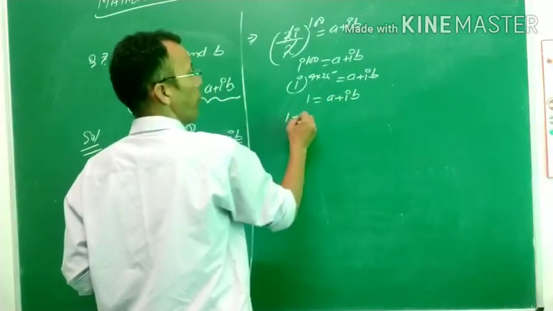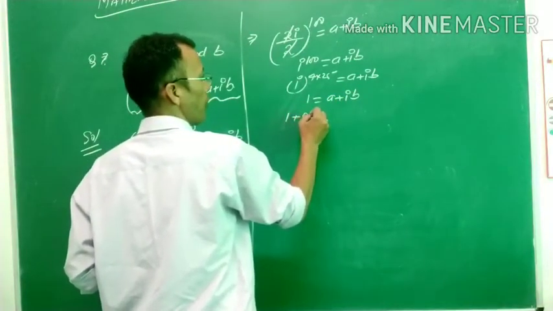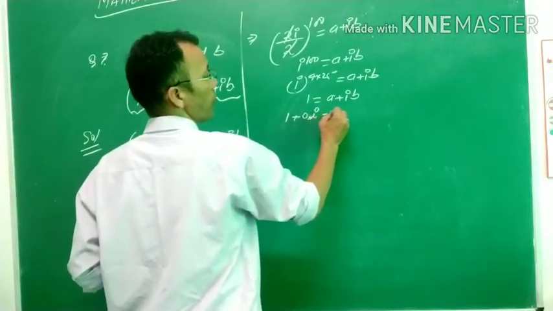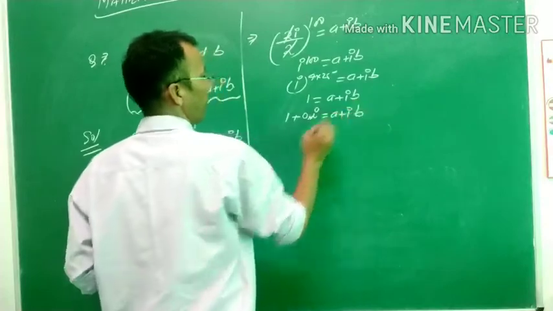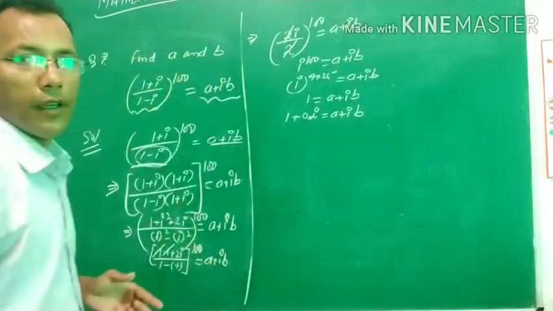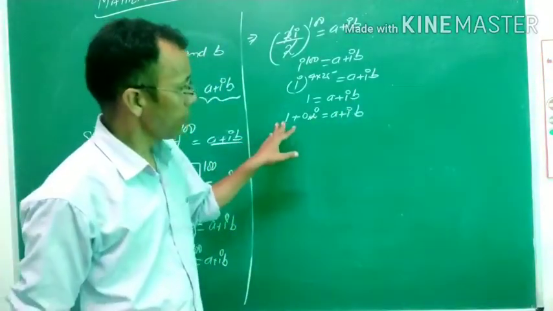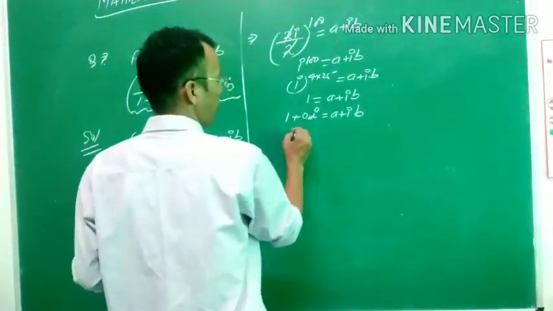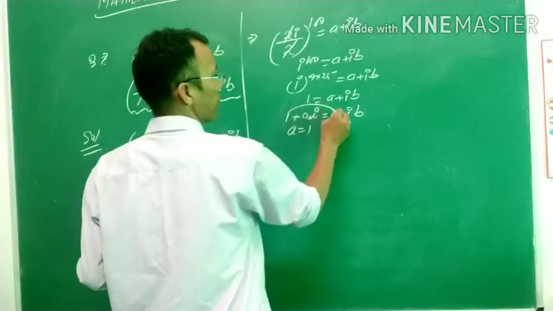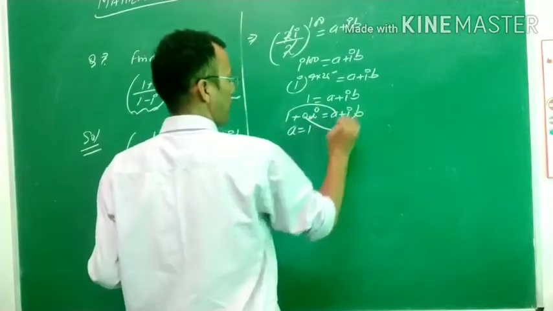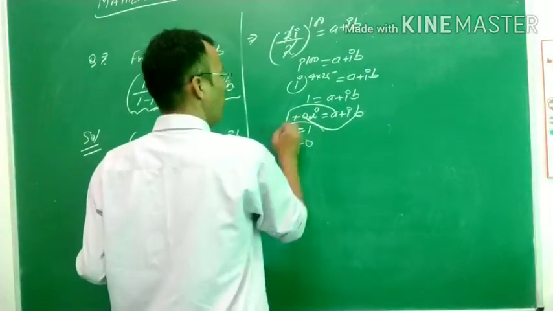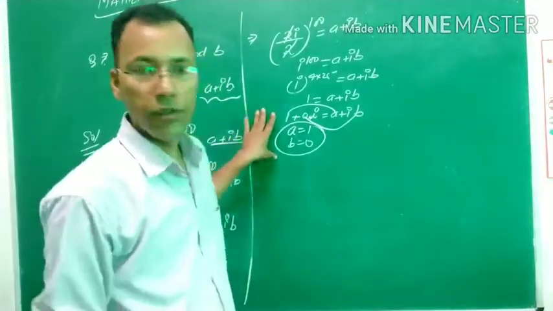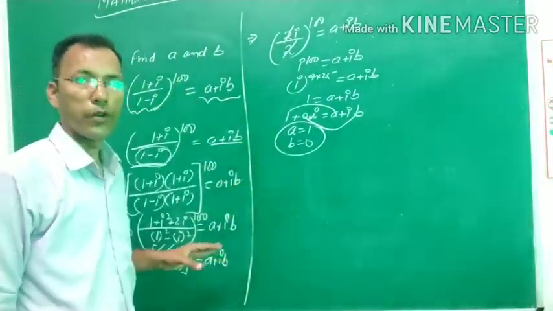This implies that 1 + 0·i is equal to a + ib. Now in the comparison, the real part is equal to the real part, and the imaginary part is equal to the imaginary part. So a is equal to 1 and b is equal to 0. That is the solution of the equation, right? That is the problem.